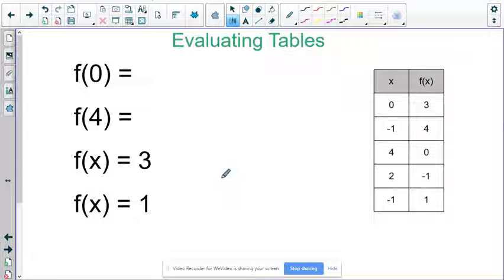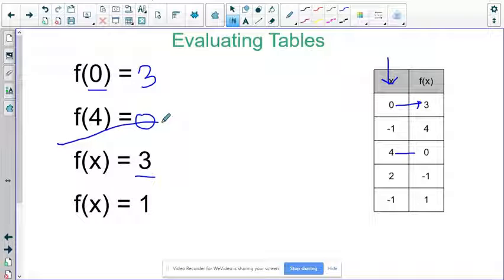Okay, a few more things. We could also make you evaluate tables. Notice sometimes the number's on the inside, sometimes the number's on the outside. So this is telling you what column to look at. F of 0, that's on the inside, that's giving you an x. So you need to look in the x column. I found the 0 right here. So what is my answer? When x is 0, I'm going to get 3. Similarly, f of 4, 4 is right here. What's my answer? I'm going to get 0.